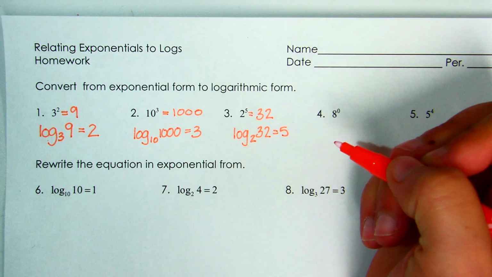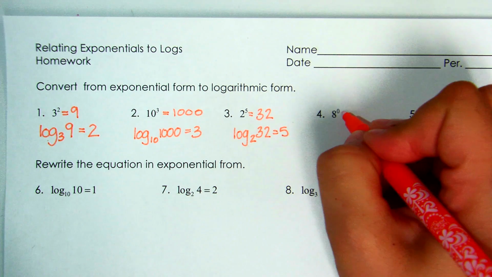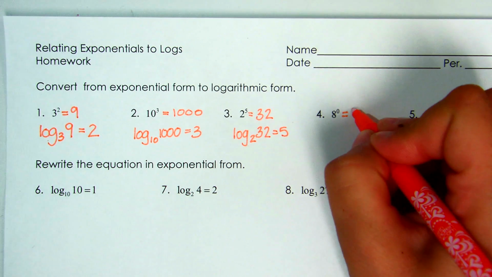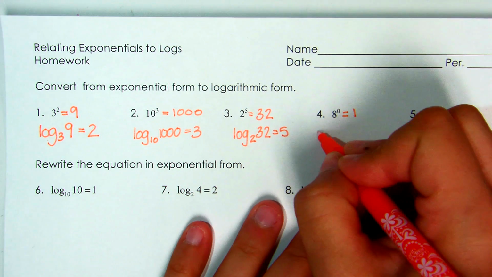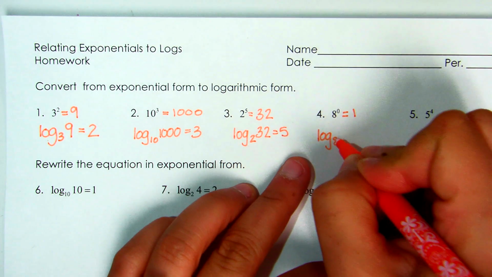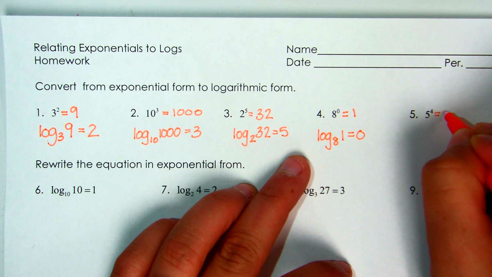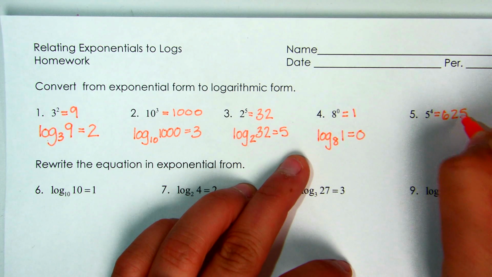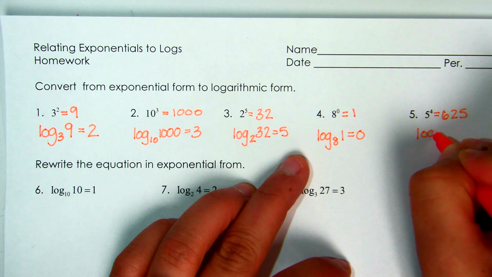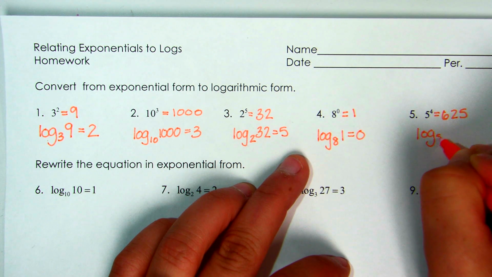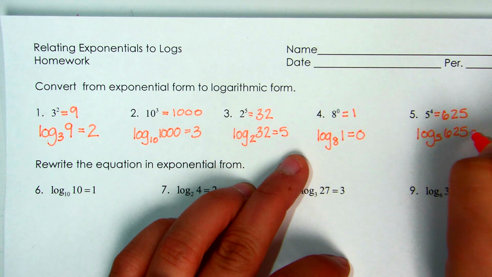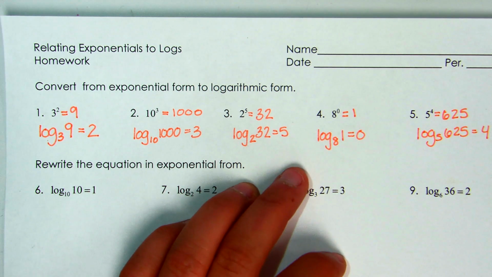So it's really just understanding the pattern. 8 to the 0 power is 1, so log base 8 of 1 equals 0. 5 to the 4th is 625, so log base 5 of 625 equals 4.